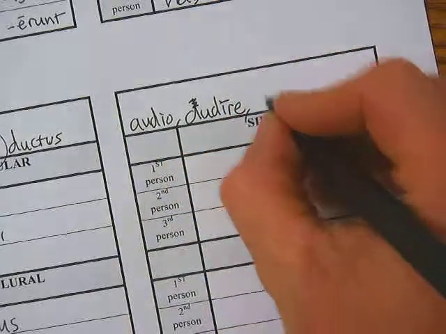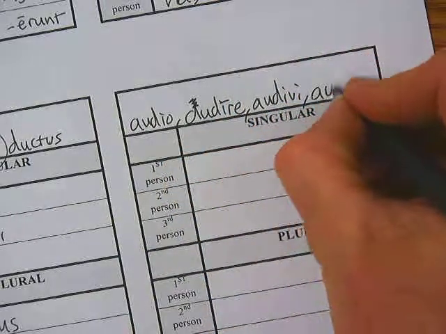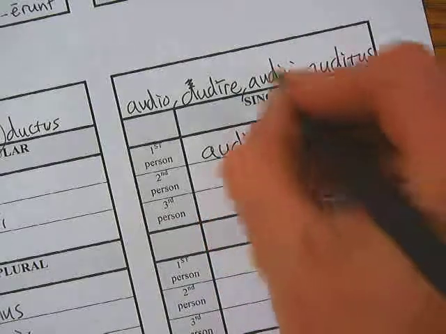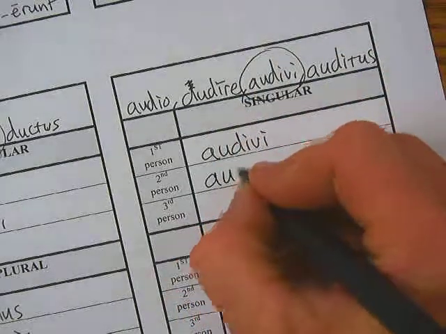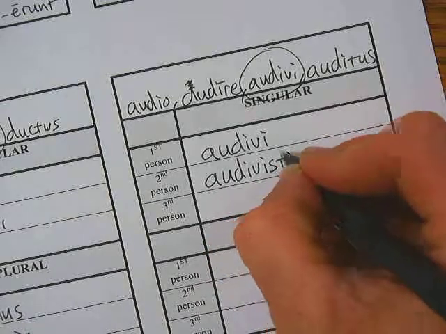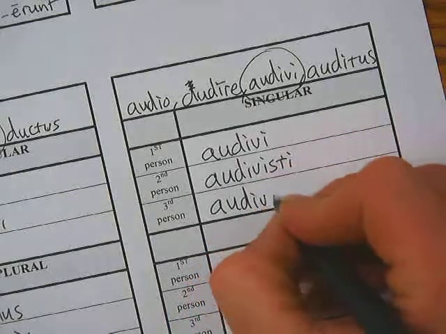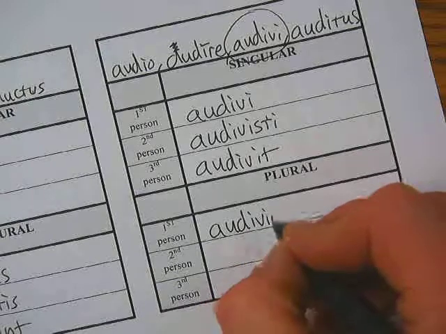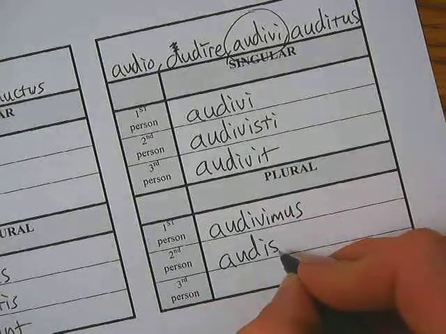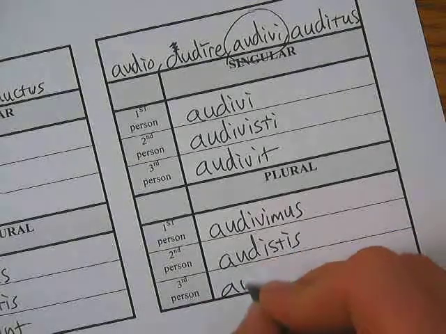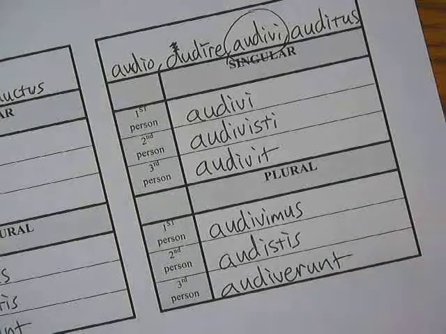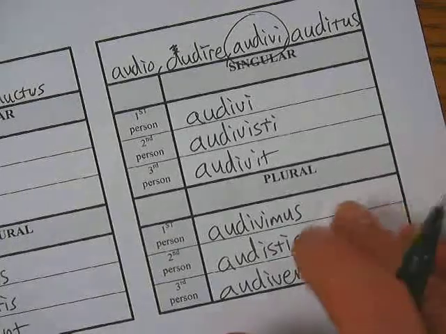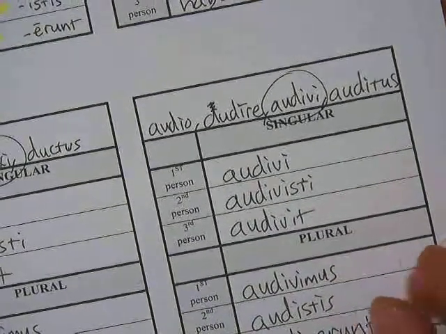Lastly, you've got audio, audire, audivi, auditus. So you'd say ego audivi. Notice that it's the third part. Tu audivisti. Third, audivit. In the plurals, audivimus, audivistis, and audiverunt. And that's what it is.